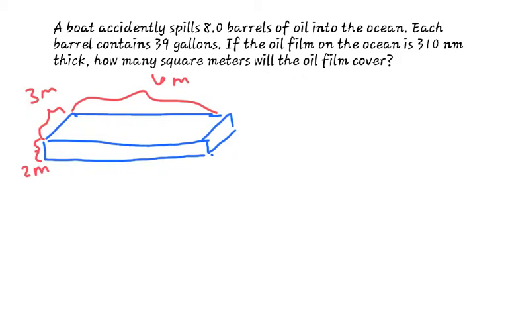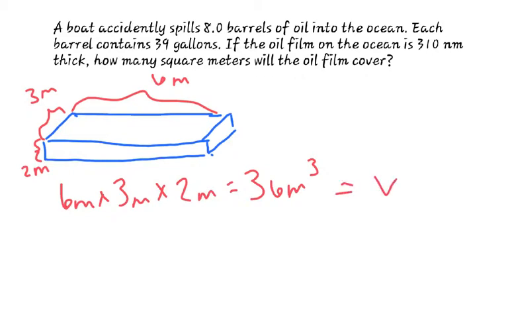Alright, if I asked you to find the volume of this rectangular prism, you'd probably be able to figure that out fairly simply. Base times width times height. So 6 meters times 3 meters times 2 meters. And that would give us 36 meters cubed. Alright, so this is the volume of the rectangular prism.